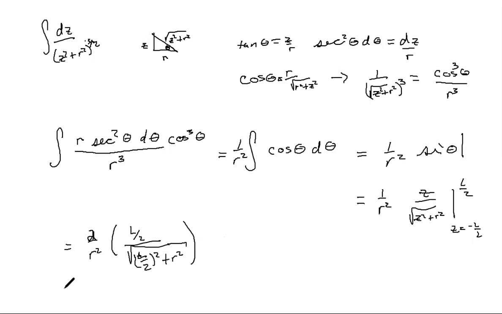And then I'm going to simplify this maybe just a tiny bit and write this as 2 over r squared times L over, bring the 2 on the inside, and that becomes the square root of L squared plus 4 r squared. Just rewriting that a little bit.